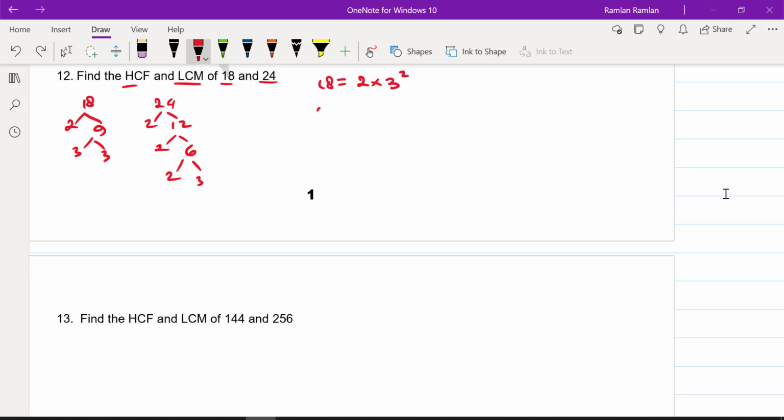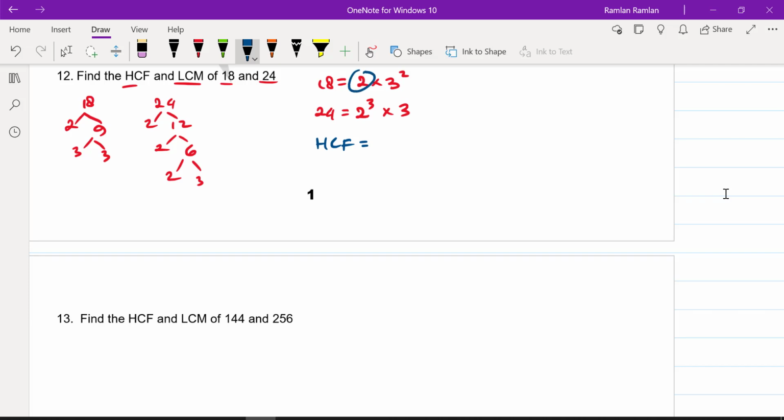And the same thing with 24, I can write it down as 2 to the power of 3 because I'm multiplying 2 three times, right? And then I still have this guy over here, which is 3. So multiply that by 3. Now to find the highest common factor, you only need to pick the same base. If they have the same base, take it, and then take the lowest power.